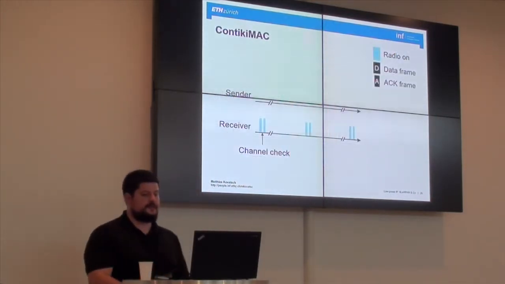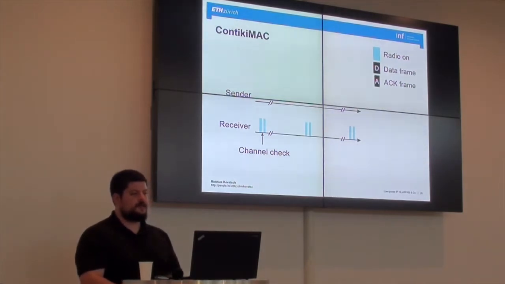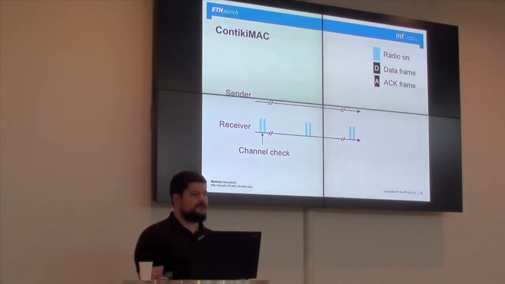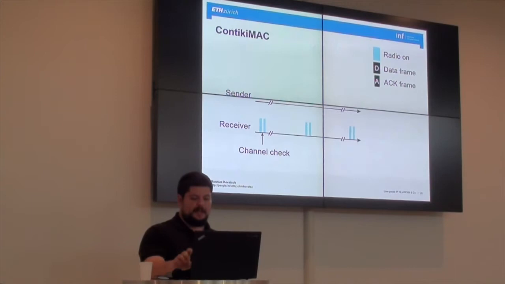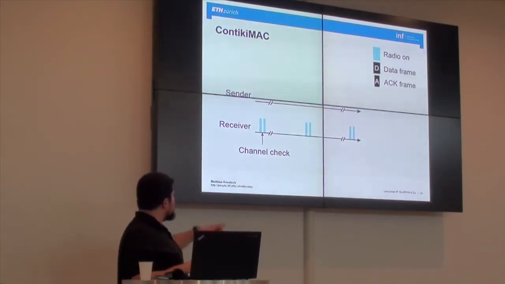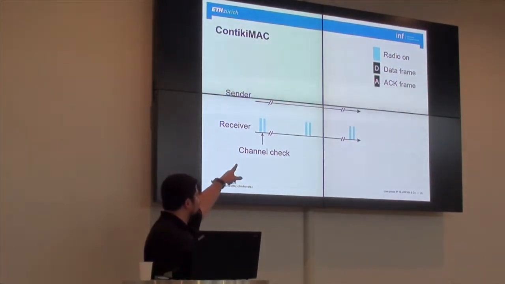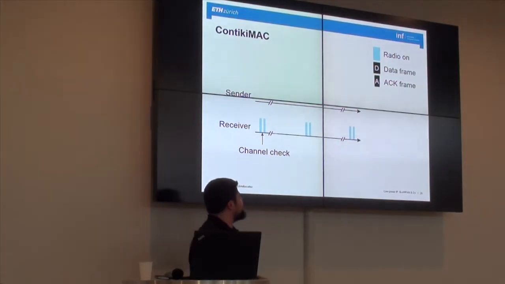So one approach is ContikiMAC, which achieves really low duty cycles. Low duty cycle means below 1% of the time the radio is actually on. The default configuration is something like 0.3% for ContikiMAC. And what it does is, the receiver does periodic channel checks.